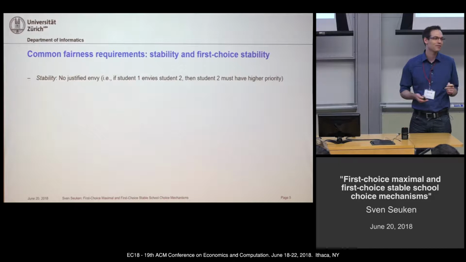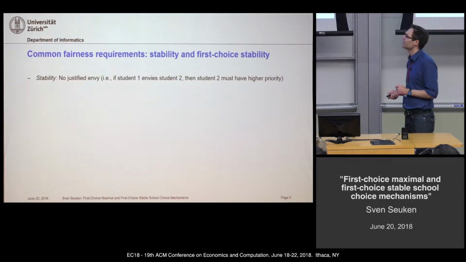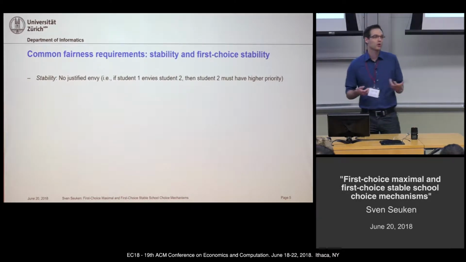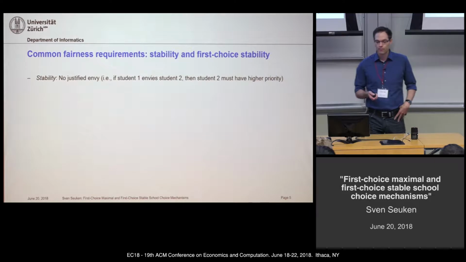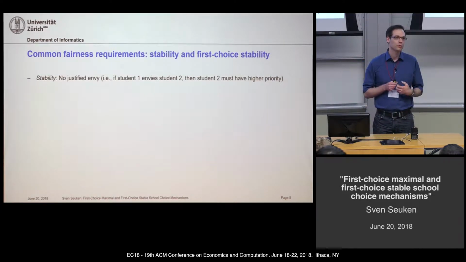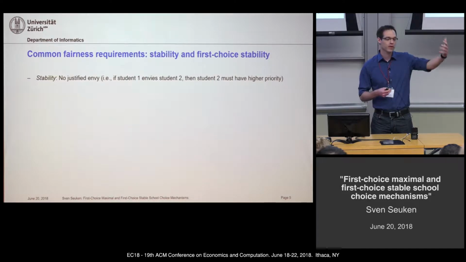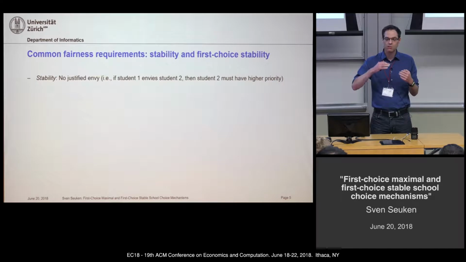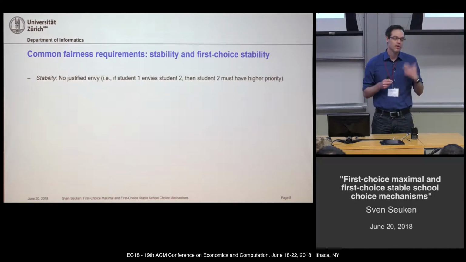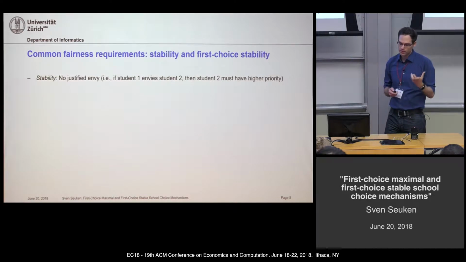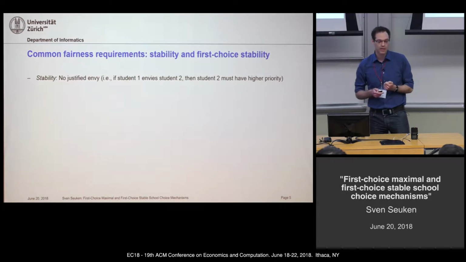Now we get to fairness. Fairness in school choice is often formalized in terms of stability or no justified envy. If you have a student 1 that envies a student 2, so student 1 would like to be at the school that student 2 got, then student 2 must have a higher priority at that school. Then you don't have justified envy. And if the mechanism has that property, then the mechanism has stability.